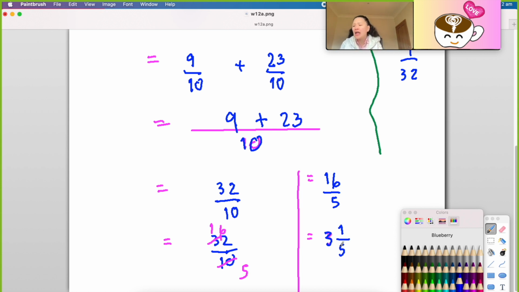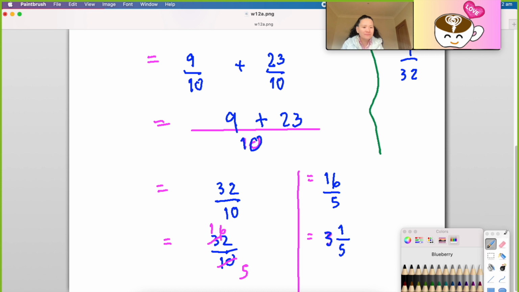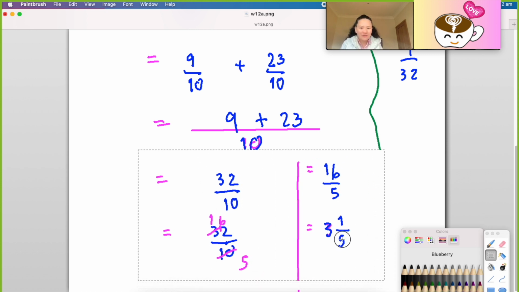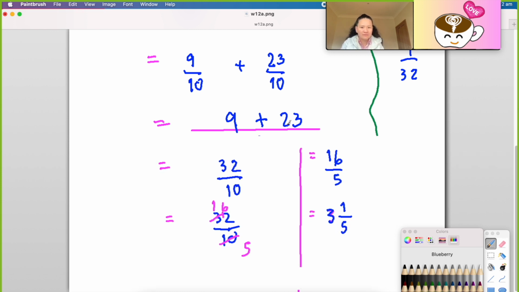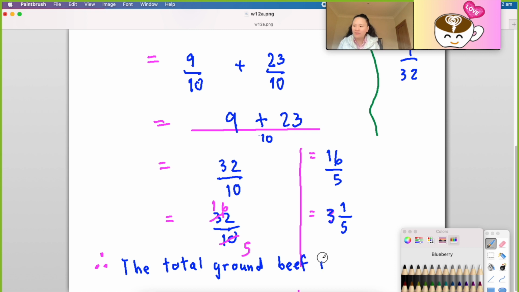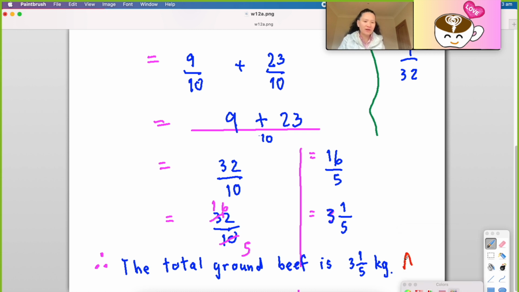So what does it mean? It means there are 3 and 1 out of 5 kilograms of ground beef. Guys, that makes sense, right? I don't have enough space, so what I do, I'm going to move this one a little bit up. So that means the total of ground beef is, okay, can you write down with me? The total ground beef is 3 and 1 out of 5 kilograms. And this one is your answer.